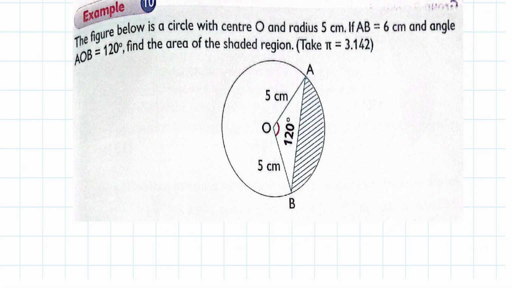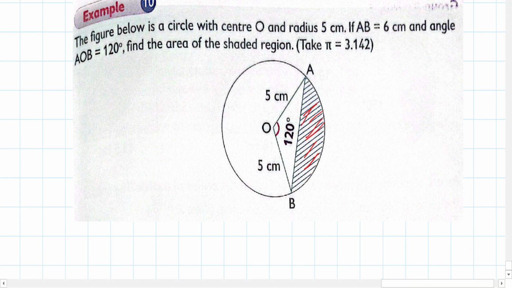Okay, if you have a question like this now, where you've been told to find the area of this segment, this is what we call a segment, the shaded segment, or the shaded region, then how would we solve it? Now the question is asking that the figure below is a circle with center O and radius 5 centimeter. If AB is 6 centimeter and angle AOB is 120 degrees, find the area of the shaded region. Take pi now to be different, to be 3.142. So to solve it now.